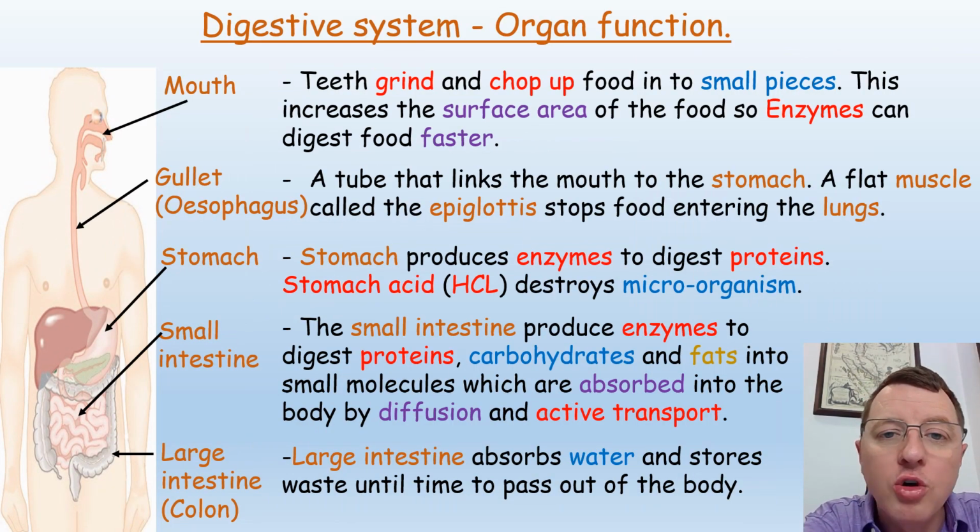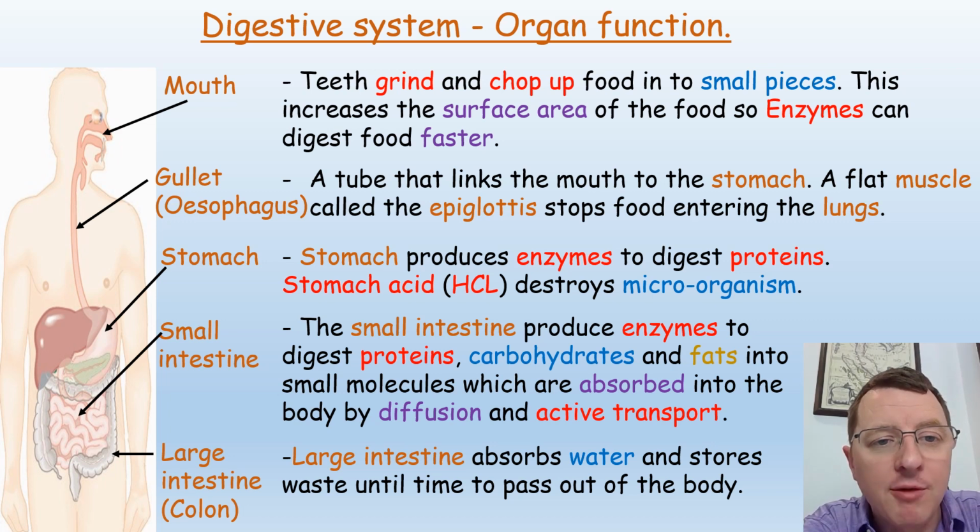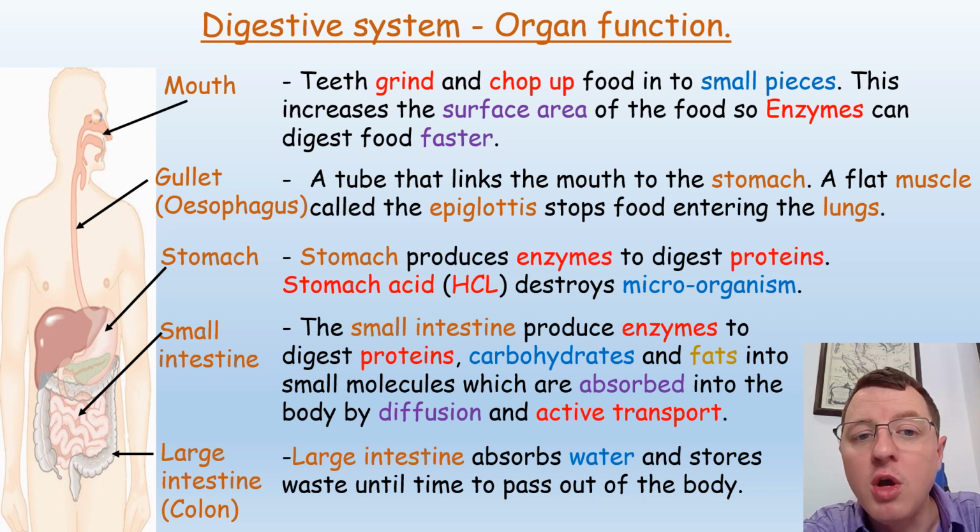So what are the organs of the digestive system? Well, we have the mouth, the gullet, also known as the esophagus, the stomach, the small intestine and the large intestine. So what's the function of each of these organs? Well, the mouth contains teeth which will grind and chop up the food into small pieces. And this will increase the surface area of the food so that enzymes can digest the food faster, and this is physical digestion. You do have chemical digestion which also occurs in the mouth because there are enzymes like amylase in the mouth which will break down starch.